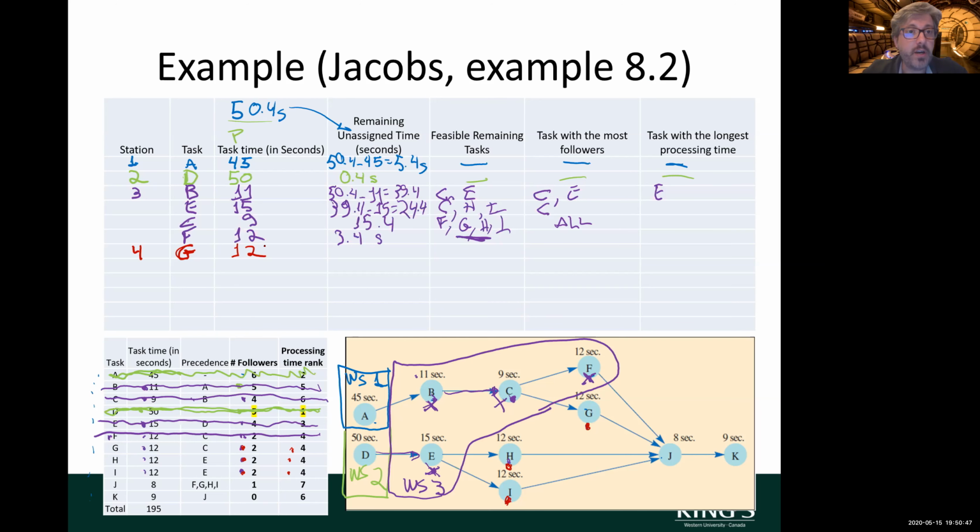So we have to restart from 50.4 minus 12 seconds. I go to 38.4 seconds. What are the tasks that are feasible at this moment in time? I cannot perform J because H and I are not done. So the feasible tasks, so I pick G. Feasible tasks are H and I, right?